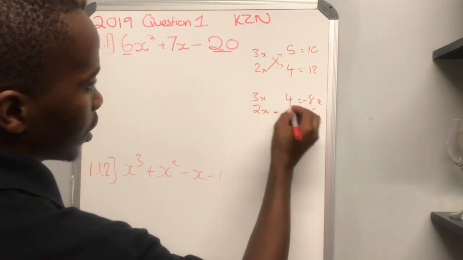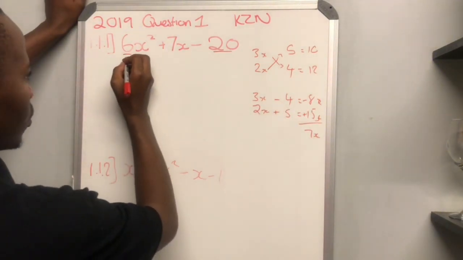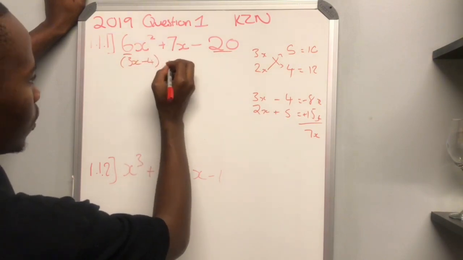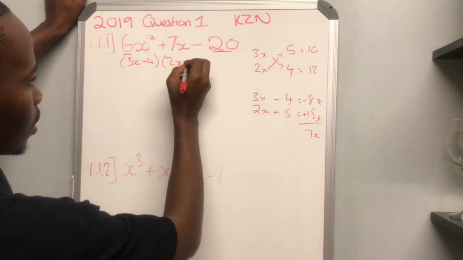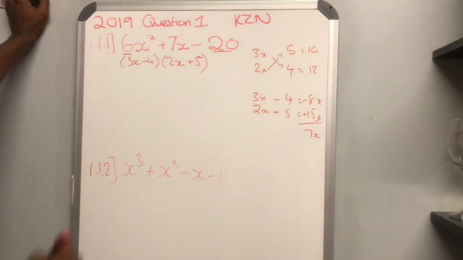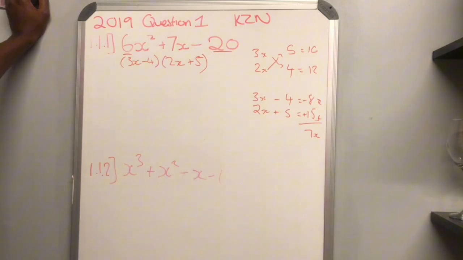So now you just take this, you forget about that. Then you write it like this, 3x minus 4, 2x plus 5. Done. We come to this one. We look at this, they want us to factorize fully.